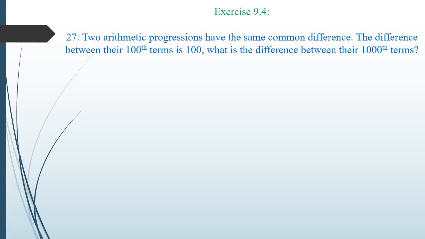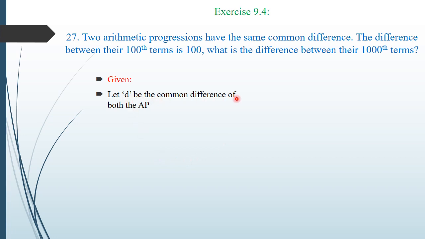This is going to be the last question of this part of the video, as well as of exercise 9.4 of arithmetic progression. Let us see what that is. Question number 27. Two arithmetic progressions have the same common difference. The difference between their 100th terms is 100, and what is the difference between their 1000th terms? Very simple question, and an important result is obtained from this question. Let us see what that is.